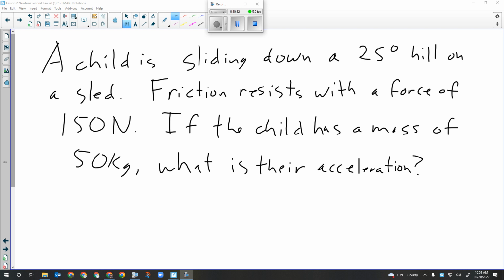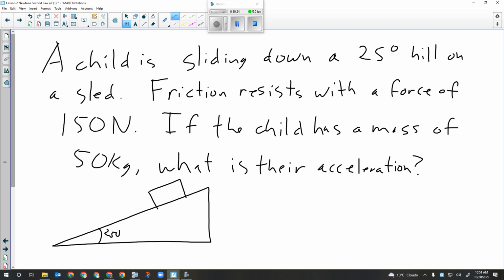Okay, let's have a look at this one. We want to set it up like we set up any inclined plane. First we draw it. We know that the angle is 25 degrees. This is the child, and they have a mass of 50 kilograms. Then we draw our internal triangle that is always there, because it is the vector sum of the two forces that act on anything on an inclined plane: normal force and the force of gravity.